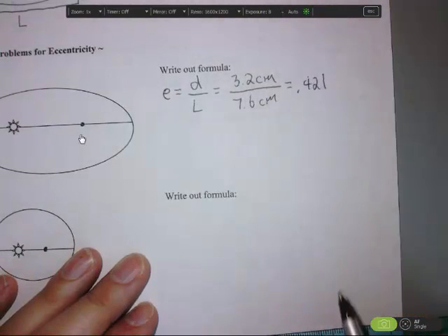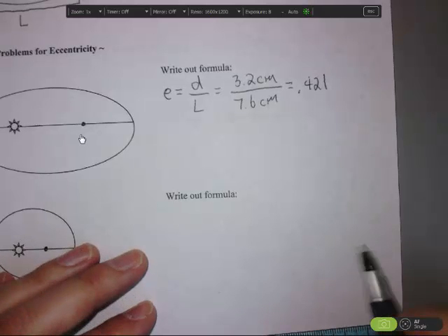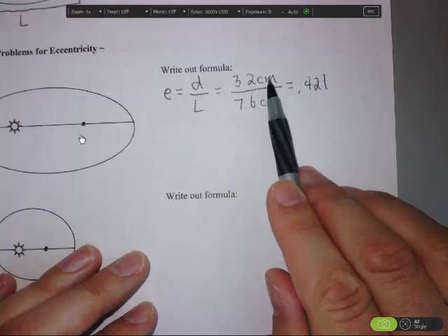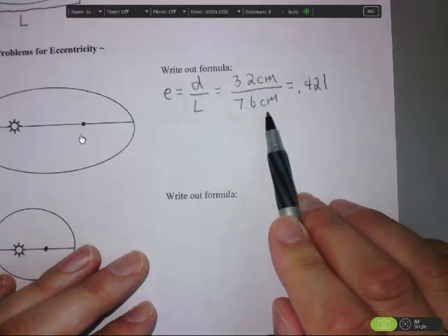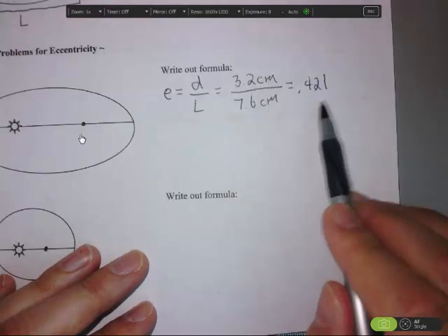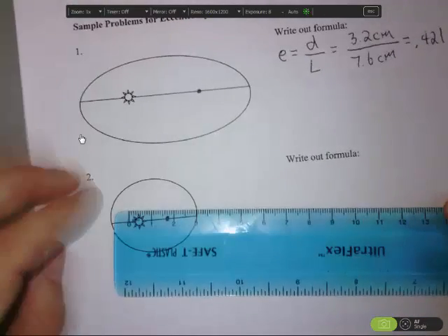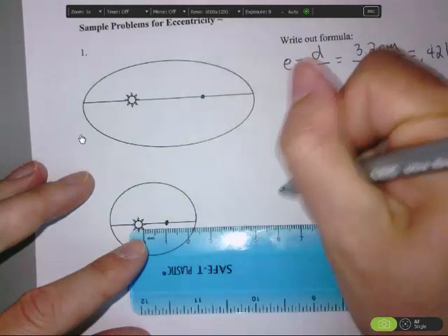0.421. Now, one thing that's kind of cool about eccentricity is there's no units. That makes it easy. What happens is these units, because you have centimeters divided by centimeters, those cancel out, leaving you nothing. So you don't need any units. On the next one, again, you're going to measure.